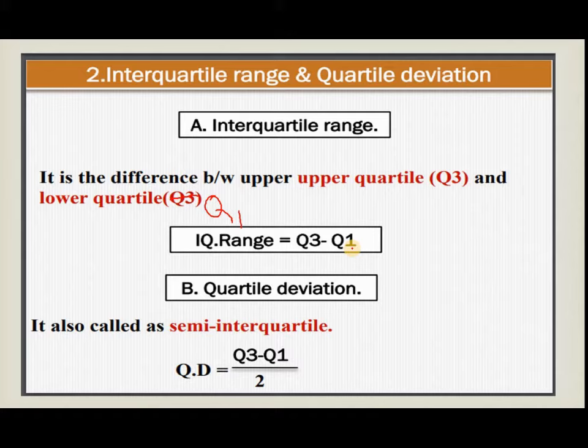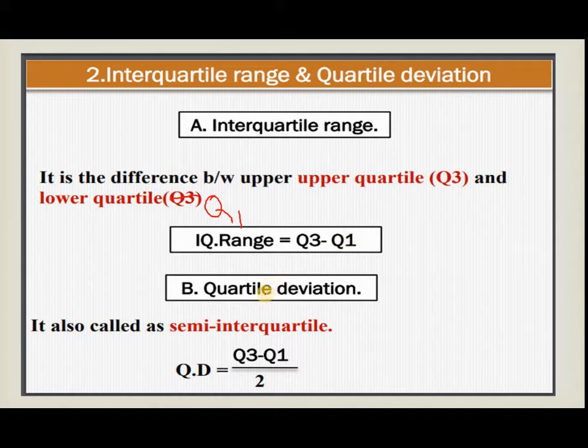Sometimes they will ask to calculate quartile, interquartile range and quartile deviation. First you need to find the quartiles Q1 and Q3. Then you work on the interquartile range. Then in the same way we calculate quartile deviation. To calculate the interquartile range, the formula is Q3 minus Q1. We are just finding the difference between them.